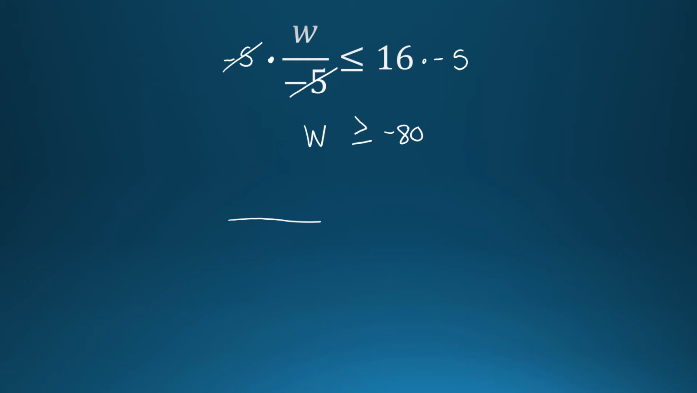And again, if we wanted to sketch that out, we could do negative 100, negative 80, and negative 60. And then since it's greater than or equal to, we're going to have a closed dot here, meaning we're including negative 80 in the solution. And then we're going to shade everything bigger than negative 80, so everything to the right of negative 80.